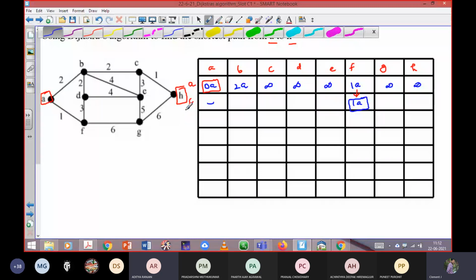Have you understood up to this? Yes, sir. It is like visualizing we traveled from A to F. Exactly. So here A means you are just visualizing you traveled through the vertex A. Preceding vertex was A. That's it. Is it clear up to this?